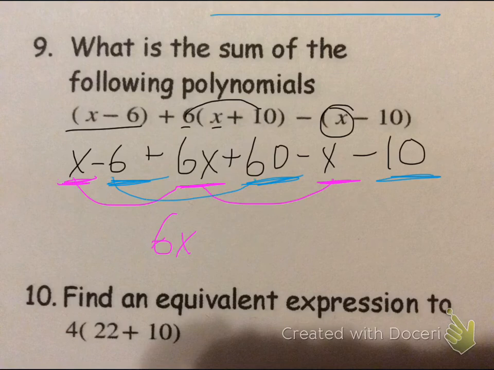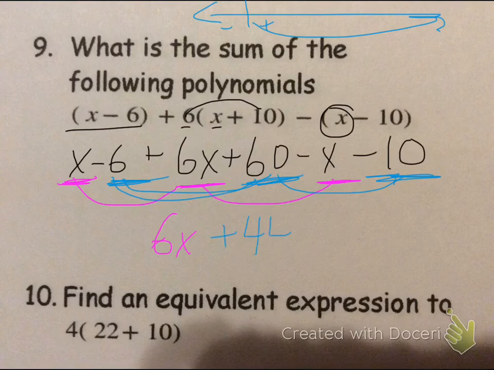And now I have a negative 6 plus a 60. So if I start on the negative side of the number line and I'm adding to it, I'm going to move to the right. So negative 6 plus 60, that's a positive 54. And then I'm going to subtract 10 from the positive 54. So that would put me at a positive 44. So my solution for this is 6x plus 44.